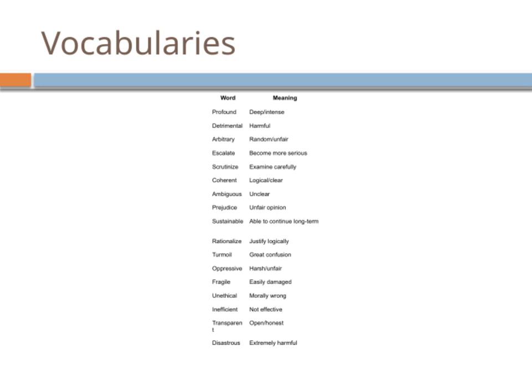Unethical describes actions that are morally wrong, which is a vital consideration in maintaining integrity. Inefficient means not effective or wasting resources, while transparent is about being open and honest, which builds trust. Lastly, a disastrous event is extremely harmful, often with devastating consequences. Understanding these words helps us grasp the nuances of complex discussions and makes our communication more precise and impactful.